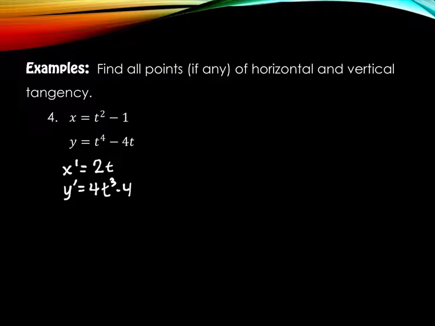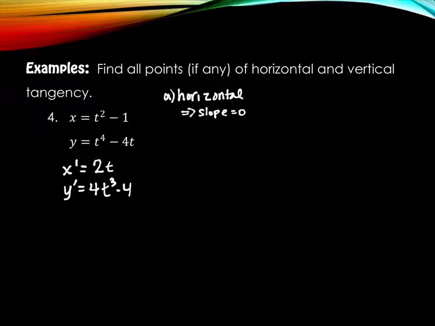Okay, they put them in order of horizontal and vertical, so that's how we will do this as well. Our horizontal tangency. What does it mean to have a horizontal tangent line? The slope is equal to 0.